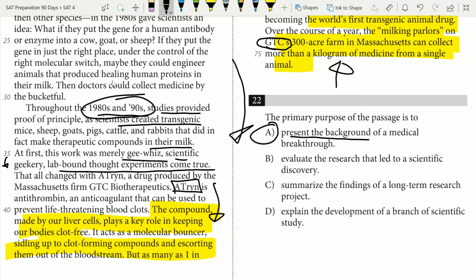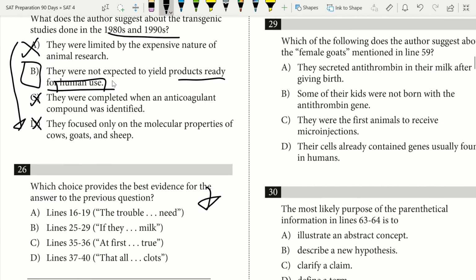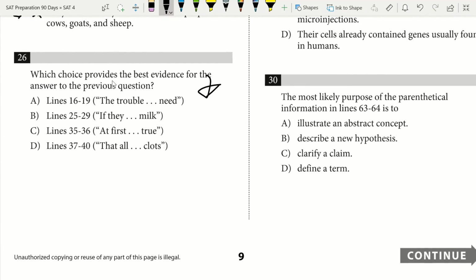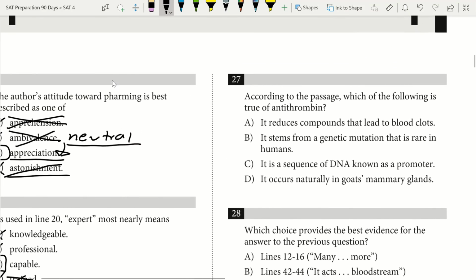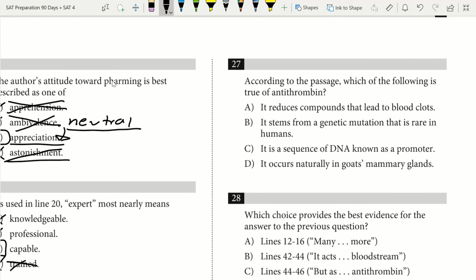So let's see if we have evidence as that. 35 to 36. I see I do, so my answer for 26 then would be C. All right, now we got question 27. Let's take a look at question 27. According to the passage, which of the following is true of antithrombin?